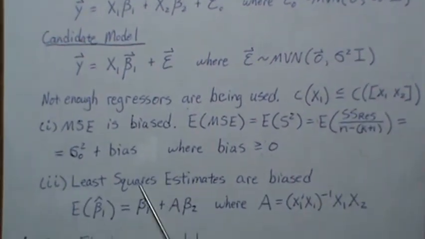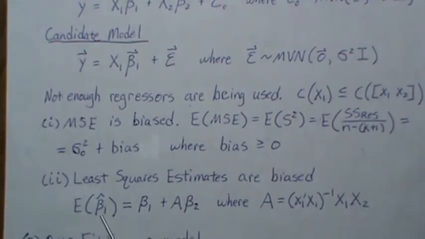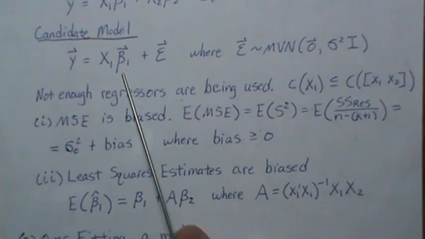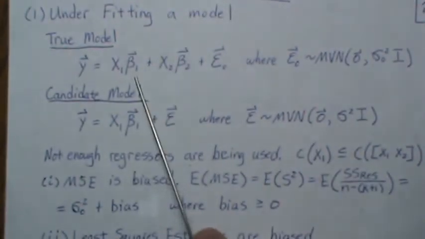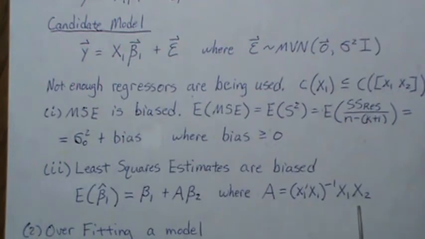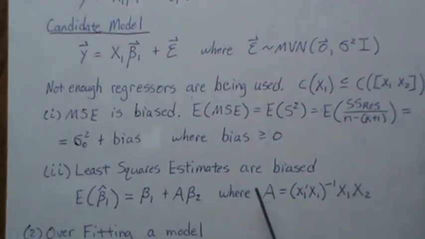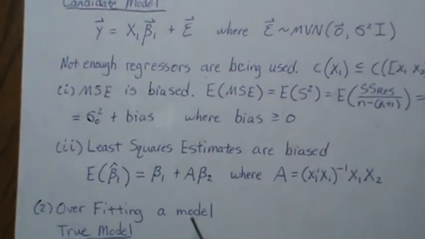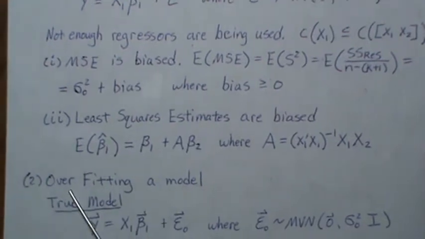Another consequence of underfitting is that the least squares estimators are biased. So if we look at the expected value of beta 1 hat, we would hope that it's just beta 1, an estimate of the true regression parameters, but it's not. It's this, where A is this matrix here. We call it A because this is often called an alias matrix. Now also we're going to prove these, and now let's look at overfitting on the last 2 pages.